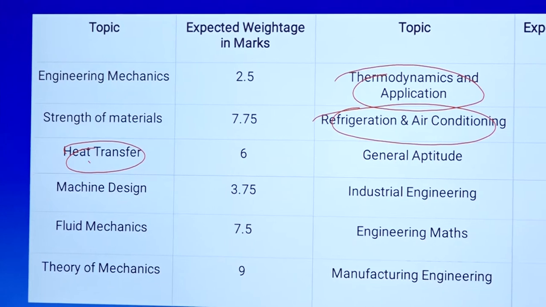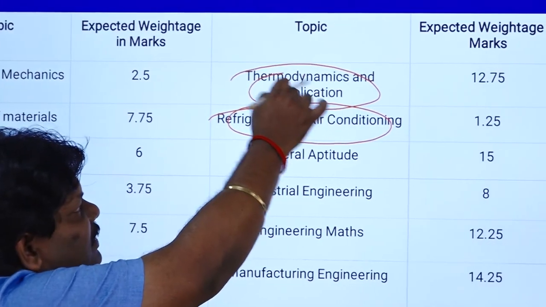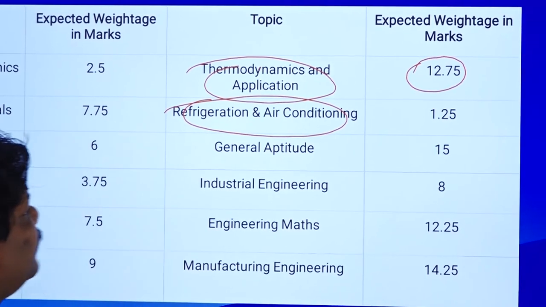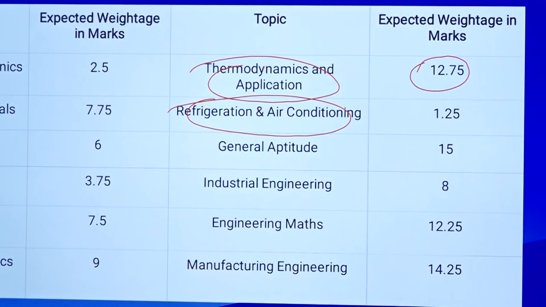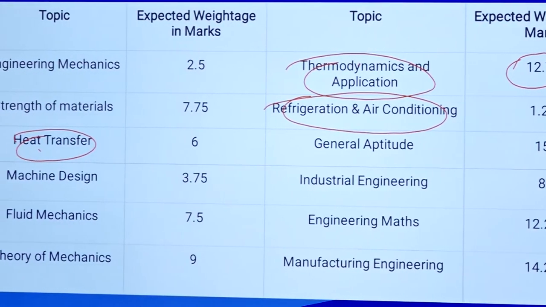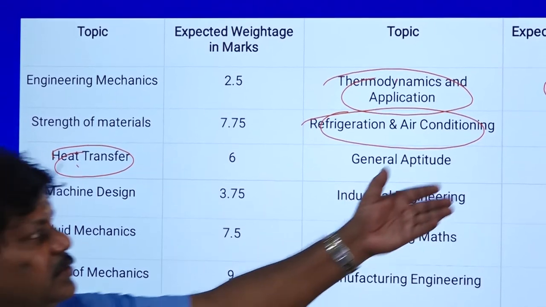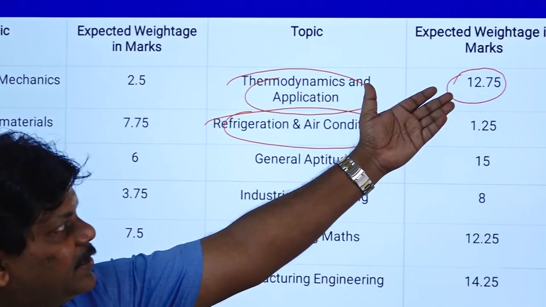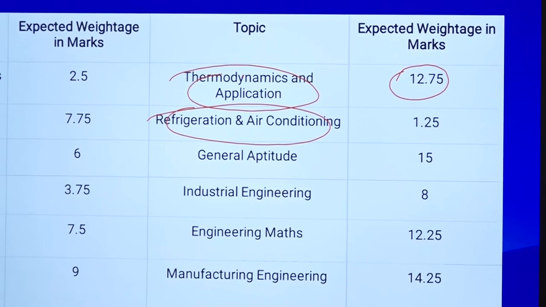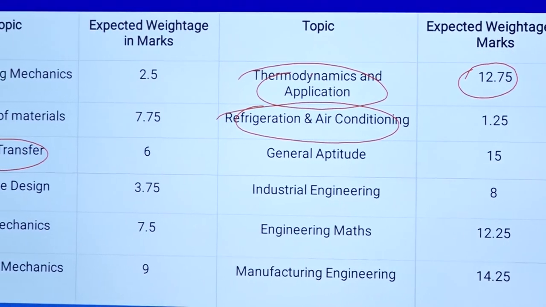Now in thermodynamics and applications, it has a weightage of around 12.75 marks. Okay, so now for Otto cycle and diesel cycle, that is for power engineering and for IC engines, you will get around 5 to 6 marks weightage. So we can see that in these mechanical engineering subjects.